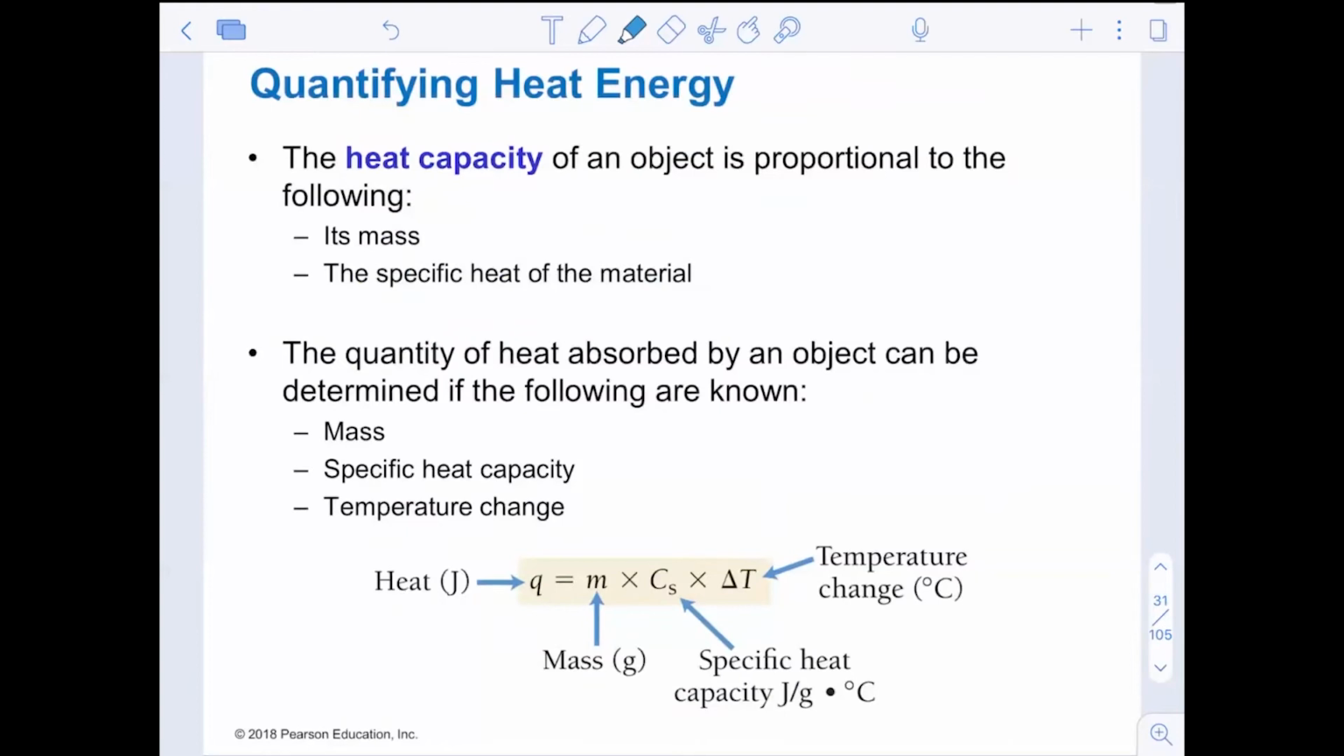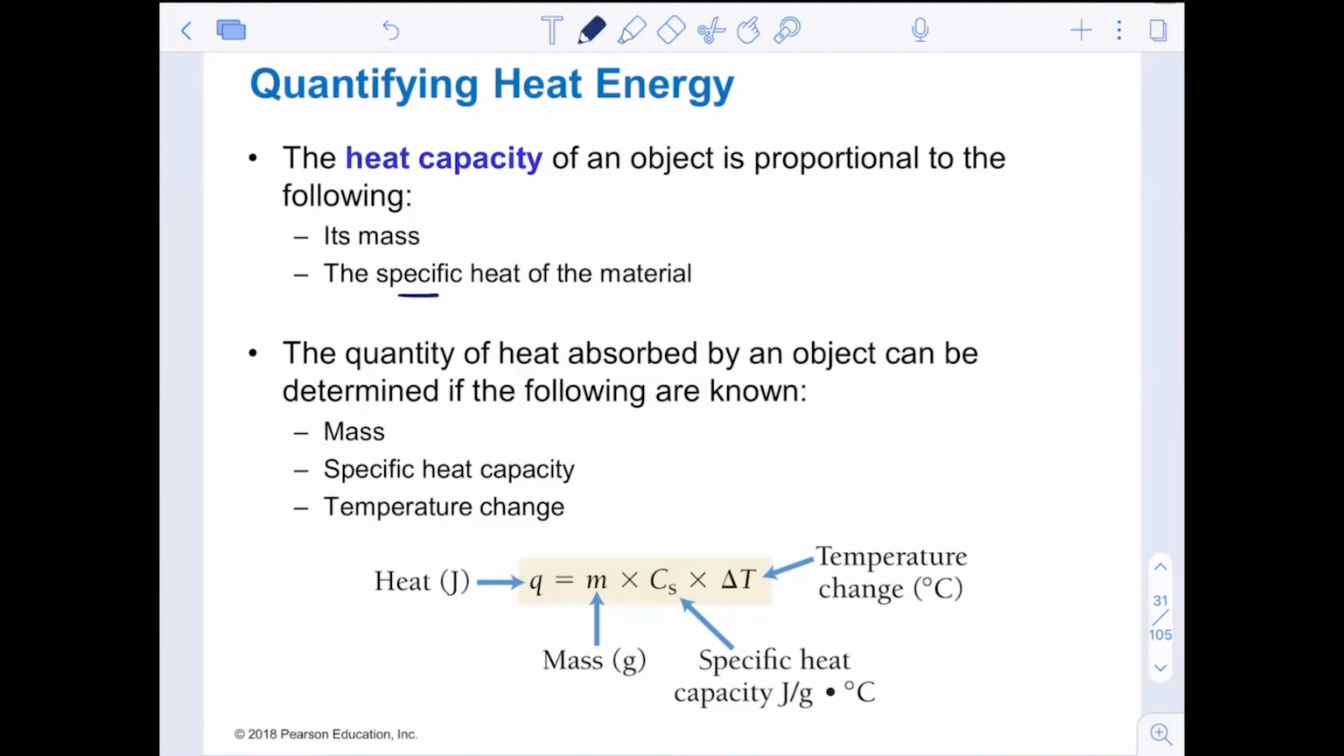Heat capacity of an object is proportional to its mass and the specific heat of the material. Specific heat is what we will most likely be utilizing quite a bit in this class. And the reason for using specific heat rather than the heat capacity is because the specific heat is normalized to include mass in its units. And so that way it's not dependent on mass like heat capacity is.